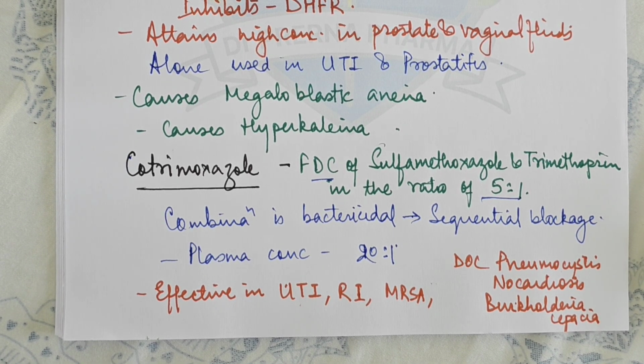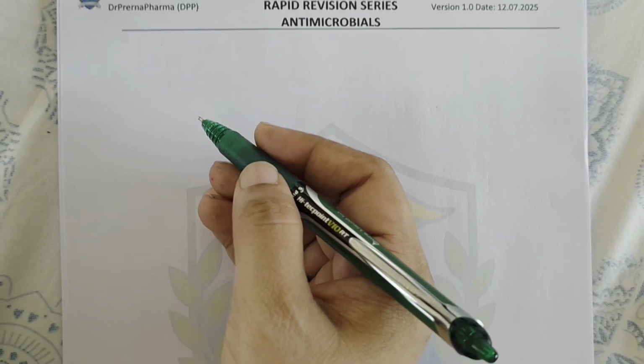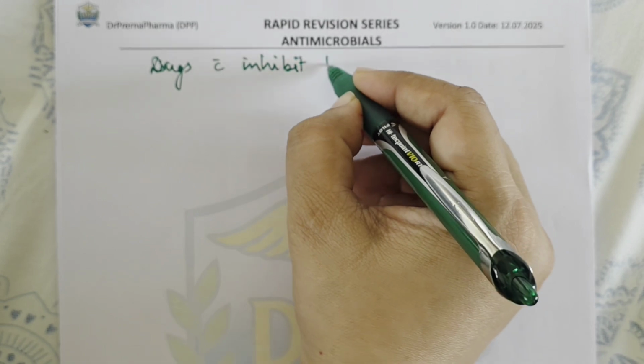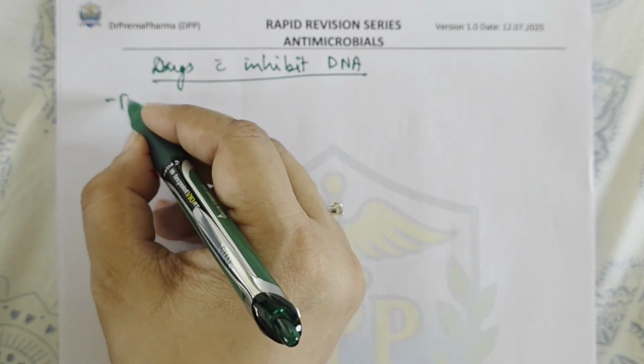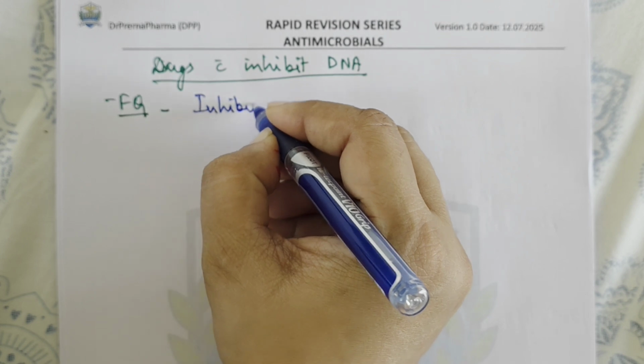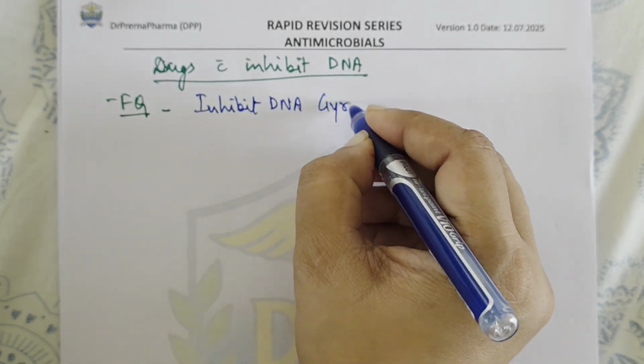Next we come to the drugs which inhibit the nucleic acids, that is fluoroquinolones. The next category of drugs that we have to discuss are the drugs which inhibit the DNA, right? Now in this, the drugs that we have is fluoroquinolones. Fluoroquinolones inhibit the DNA gyrase enzyme.